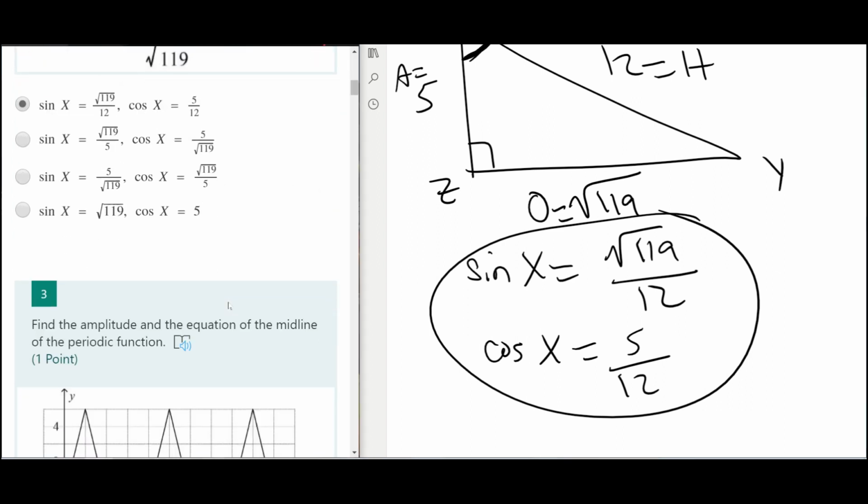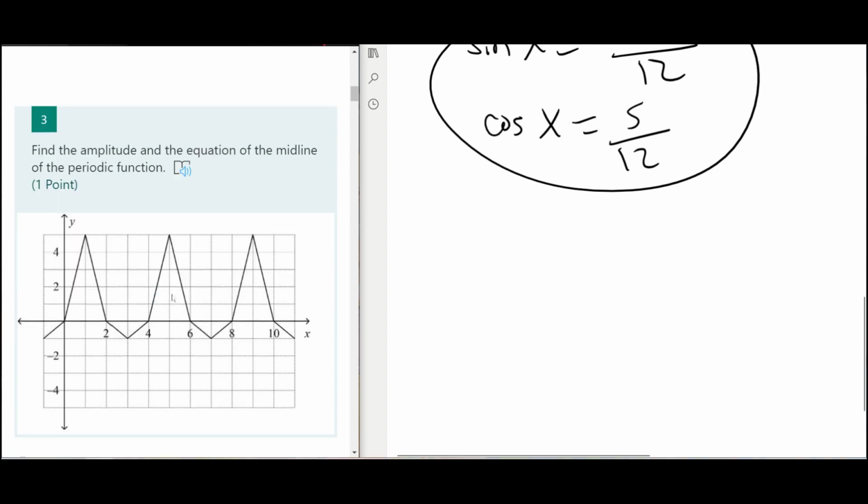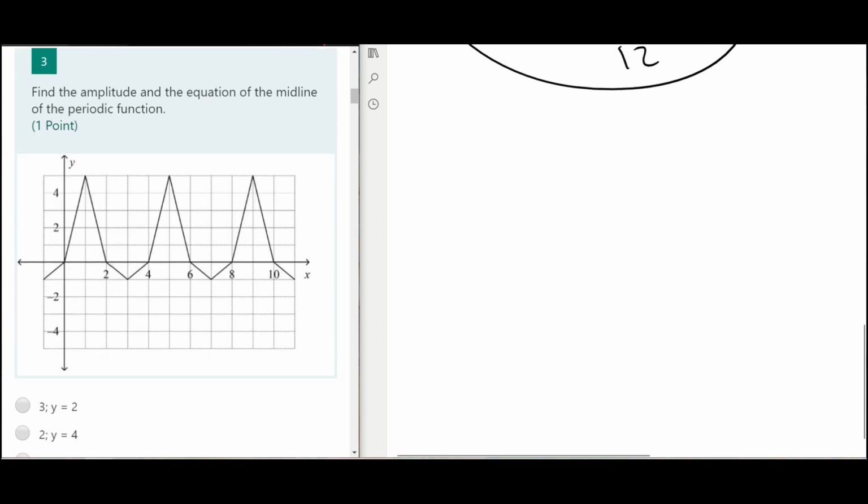All right, so let's go to the next problem. We want to find the amplitude and the equation of the midline given the periodic function. Now notice that this does not look like a cosine or sine, but that's okay. It looks kind of similar, but it's not really because it has these sharp edges, right? But that's not the point. The point is that this function right here, whatever it is, repeats every so often. So it does have a period because it repeats, which is why we call it a periodic function.